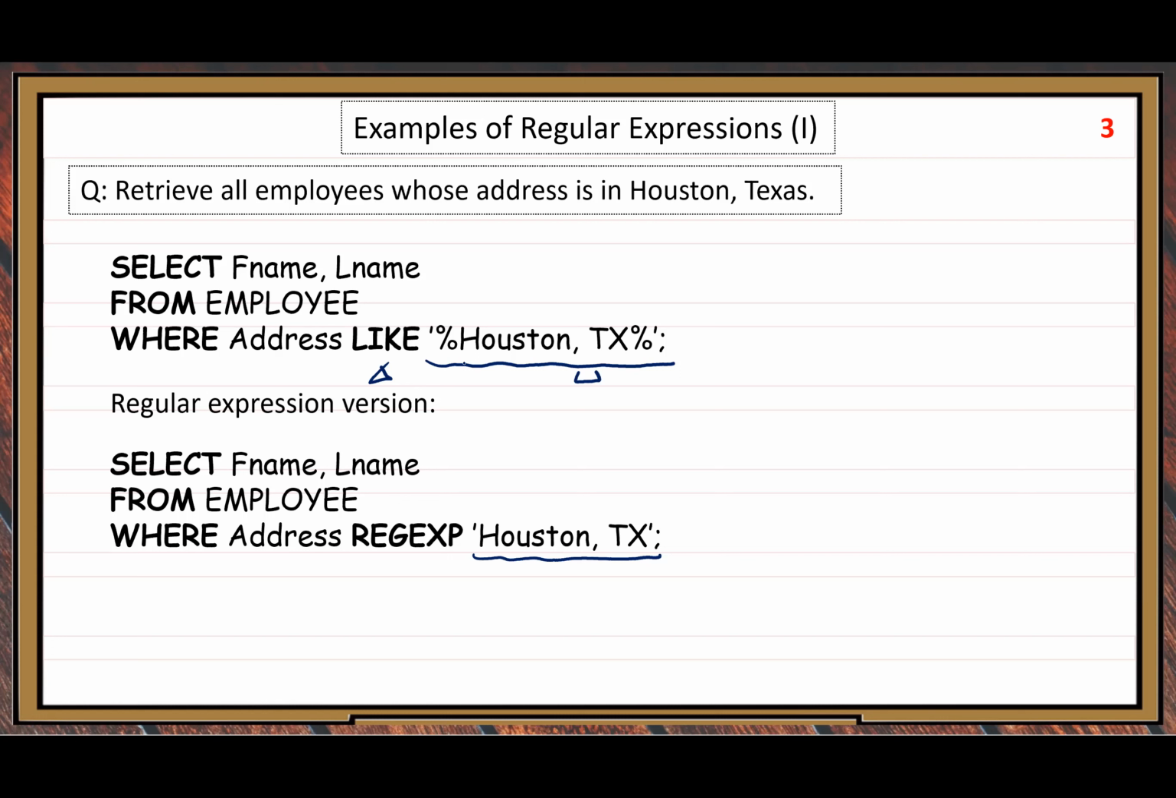But here, I'd like to describe something very special related to the space. Think about when we write an address, city, comma, state: do we have to put a space there? Sometimes people put a space, sometimes people do not put a space, right? That could happen.